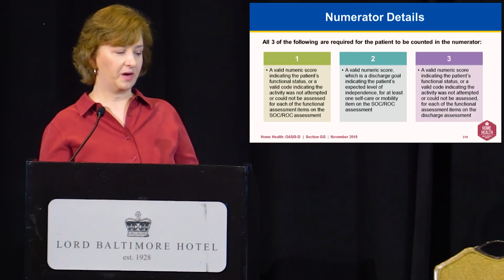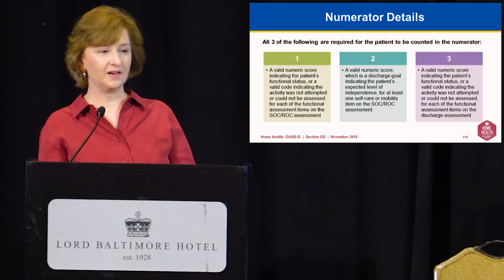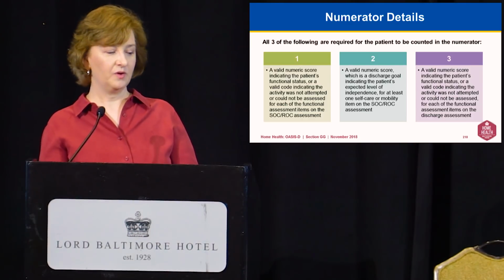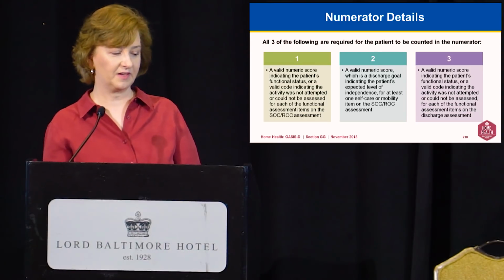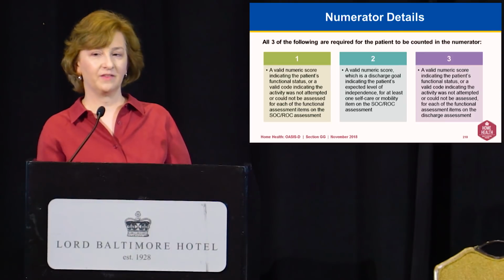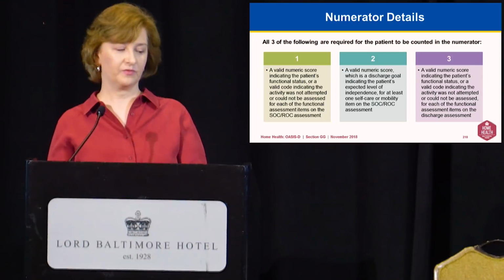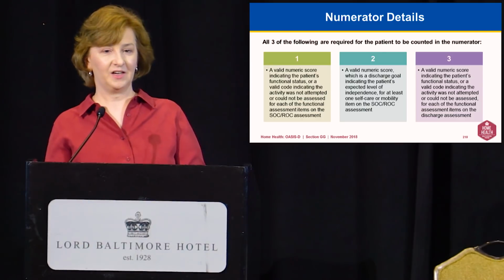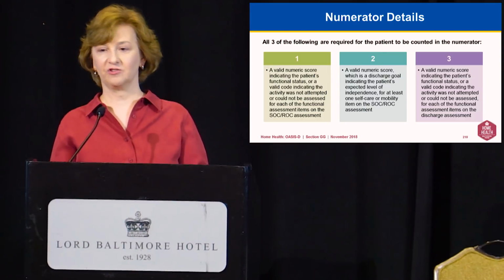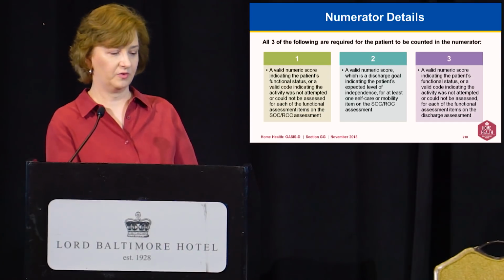1, a valid numeric score indicating the patient's functional status, or a valid code indicating an activity was not attempted at SOC-ROC. 2, a valid numeric code, which is a discharge goal indicating the person's expected level of independence for at least one self-care or mobility goal, and again, that is on SOC-ROC. And then number 3 criteria is that there's a valid numeric score or an activity not attempted code for each of the discharge assessment items when the person is discharged and not transferred to an institutional setting.